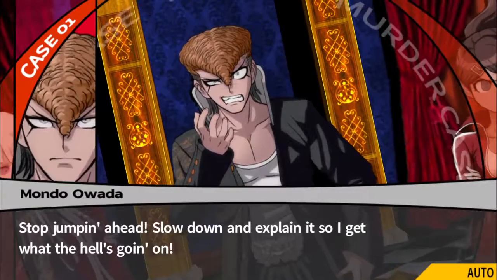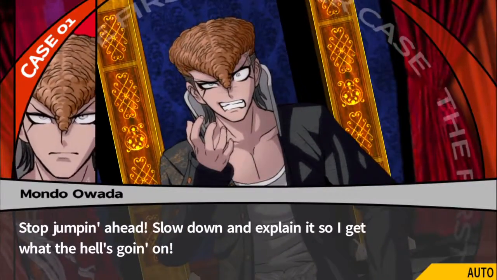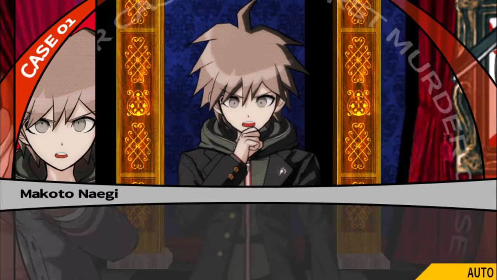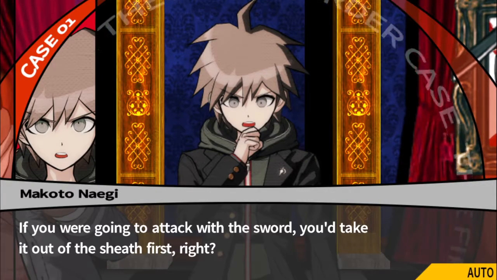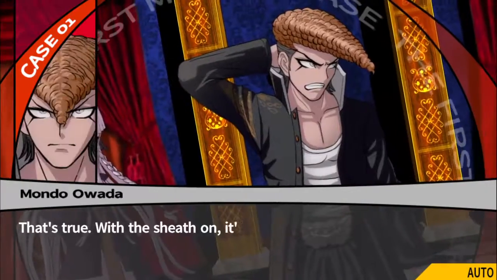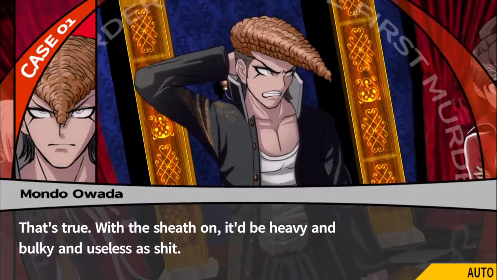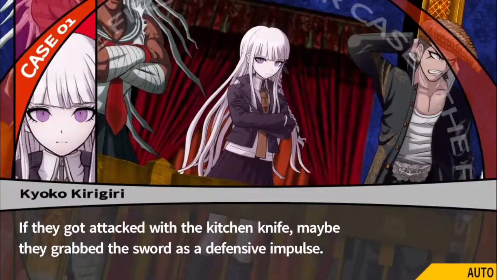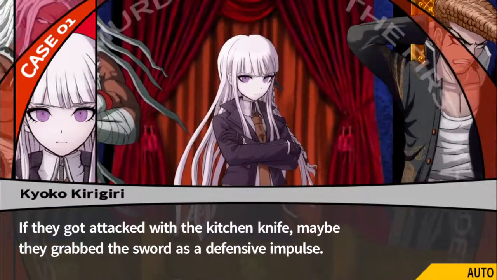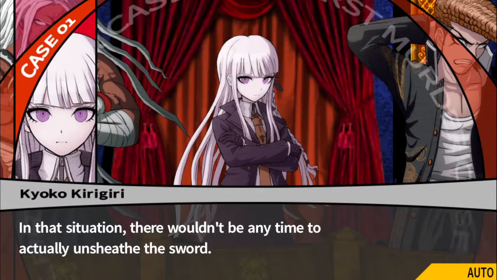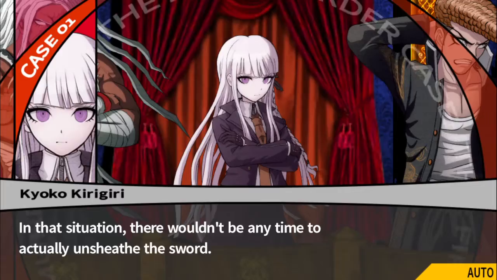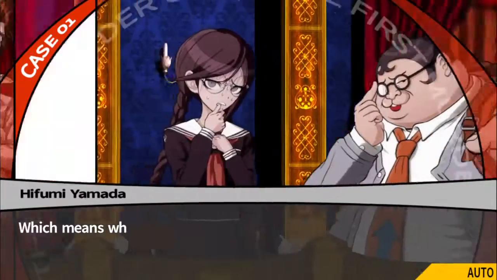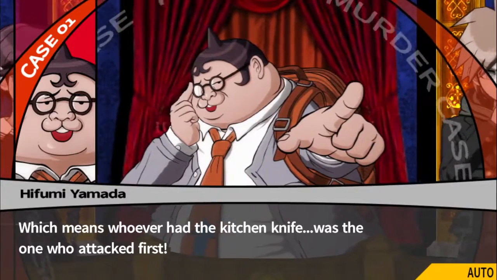Stop jumping ahead! Slow down and explain it so I get what the hell's going on. If the sword was used first, there wouldn't be any explanation for the scratch on the sheath. If you were going to attack with the sword, you'd take it out of the sheath first, right? That's true. With the sheath on, it'd be heavy and bulky and useless as shit. Okay, so how did the sheath get damaged? If they got attacked with the kitchen knife, maybe they grabbed the sword as a defensive impulse. In that situation, there wouldn't be any time to actually unsheath the sword. So you're saying the sword was initially used to defend against an attack from the knife? Which means whoever had the kitchen knife was the one who attacked first.